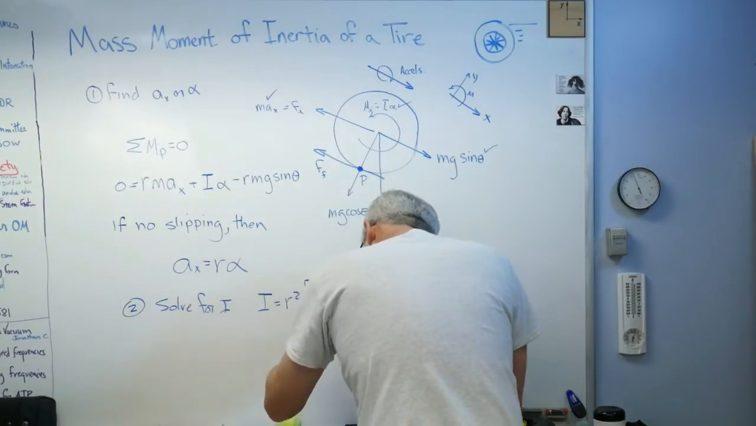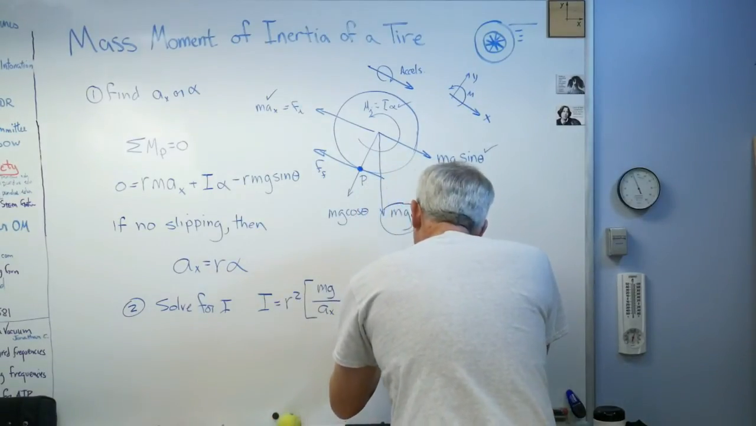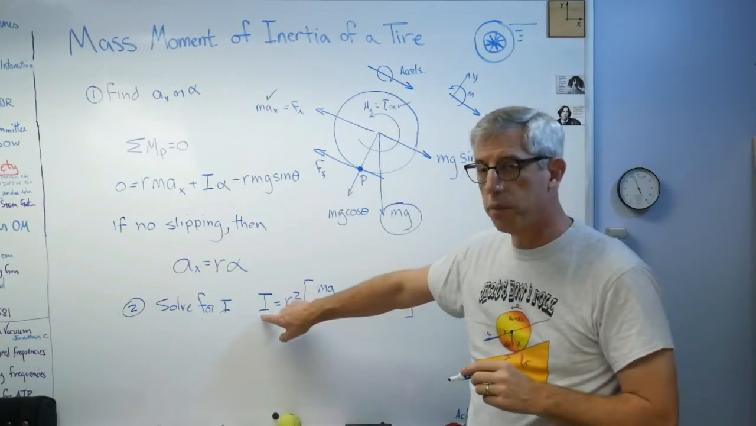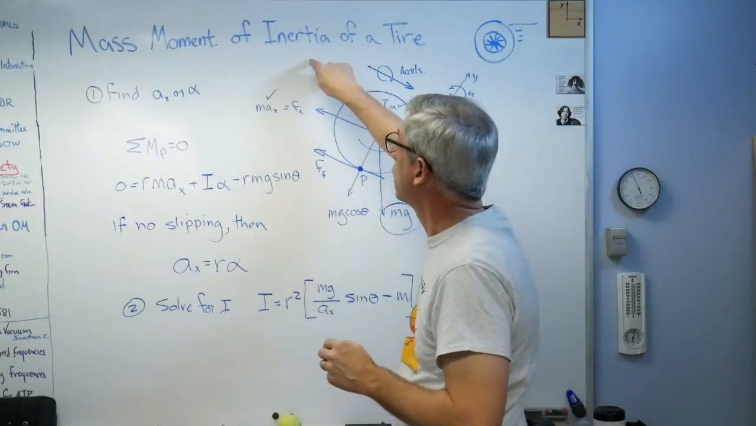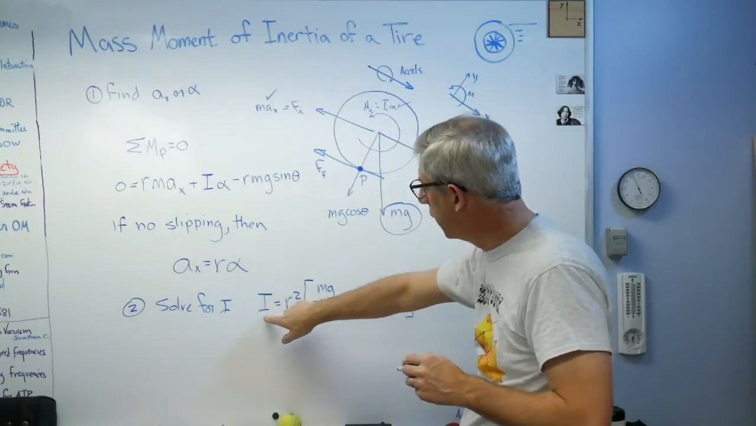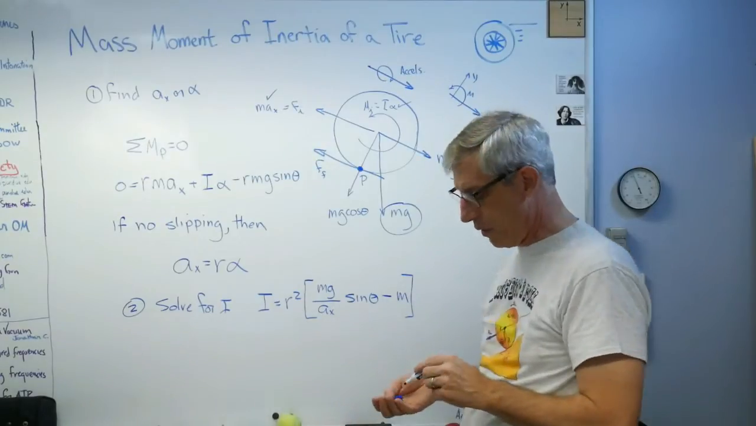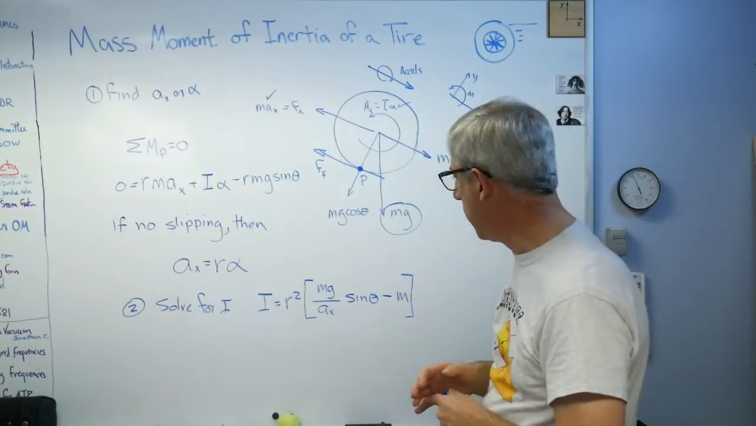Give me a second here. Okay, so there you go. There's the expression for I. That's the goal. We're trying to find this, so that I've got it on the left-hand side. That's great. All I've got to do is know all this stuff on the right-hand side. Well, how am I going to do that?